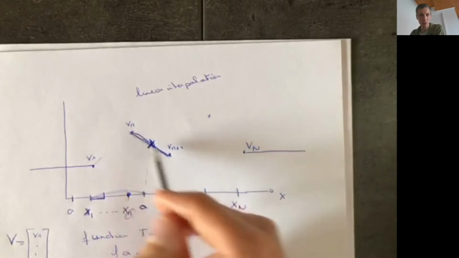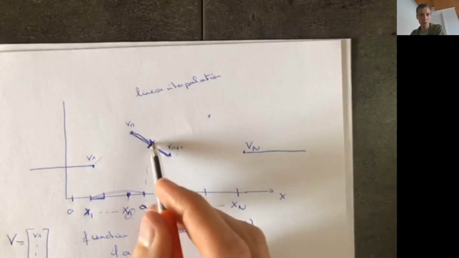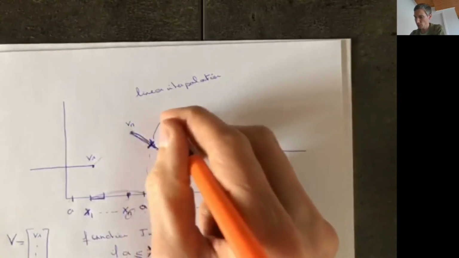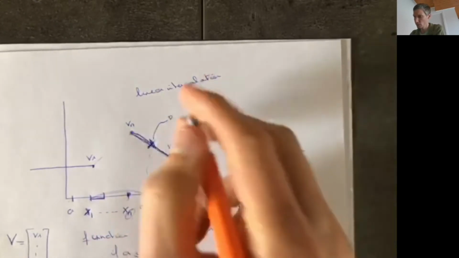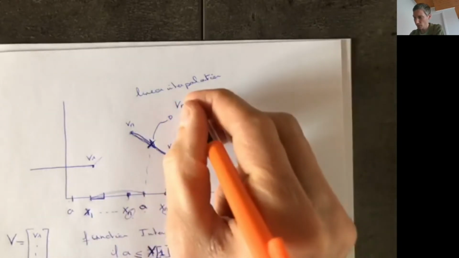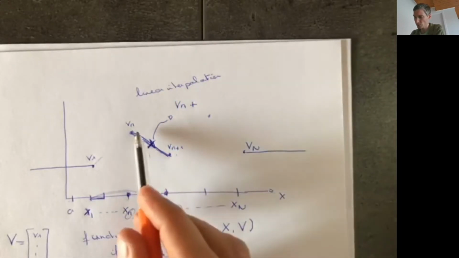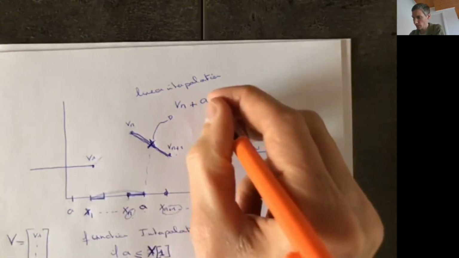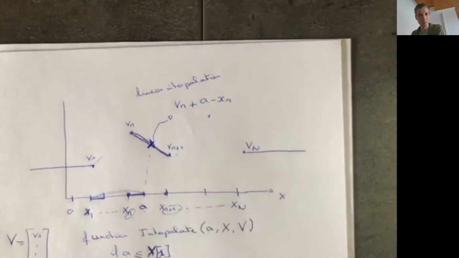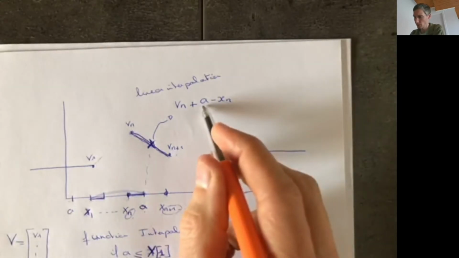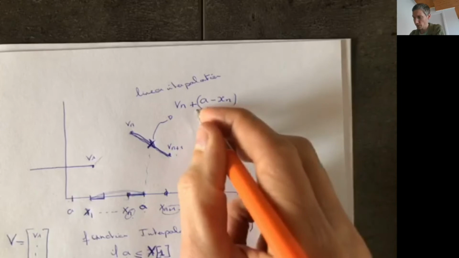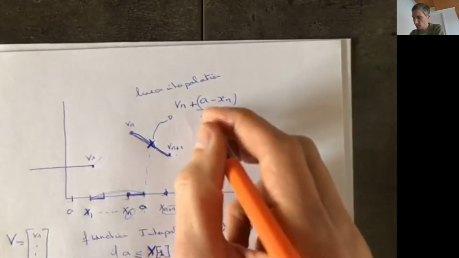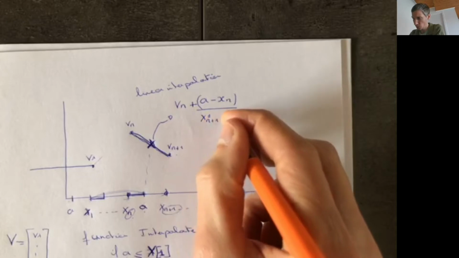So I have the x just before, the x just after, the v just before, and the v after. Given I know this value and these two values, what's now going to be this thing here? Well, I can do this by setting this equal to vn, and then I have to add something. What I'm going to add is proportional to this distance: a minus xn, divided by the step, this distance here, x_{n+1} minus xn.